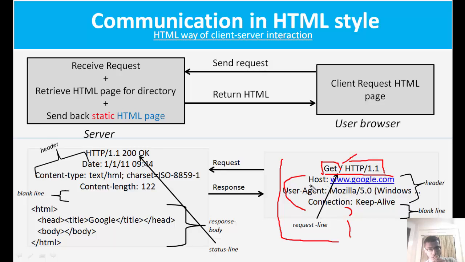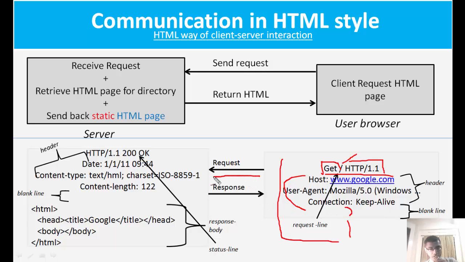Then the host is being requested as www.google.com, and the user agent, or the browser version and the Windows version, or on a Mac the Mac's version, and the connection is set to keep-alive. The connection must be continuous. This is what is meant by keep-alive.